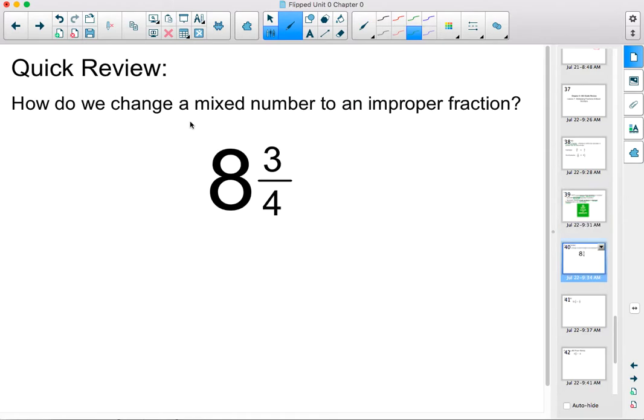Okay, so really quick review here. How do we change a mixed number into an improper fraction? It's going to be an important skill for us because remember, when we need to multiply fractions, they both need to be in true fraction form.